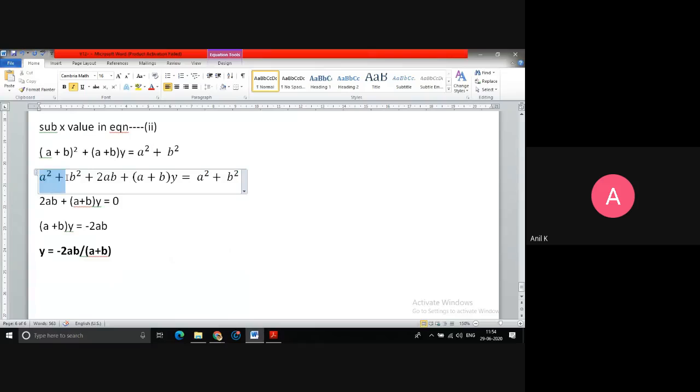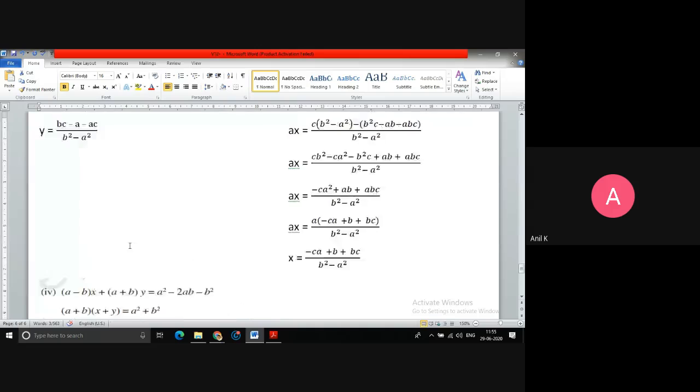Now here it is a square plus b square. If I bring it to the right hand side, it will become minus a square minus b square. So plus a square minus a square, plus b square minus b square, both will get cancelled. I am left with 2ab plus (a plus b) into y equals 0. Then (a plus b) y equals, this plus 2ab will come as minus 2ab this time. Therefore y equals minus 2ab upon a plus b. So these are the x and y values, and this is how you solve this type of question.